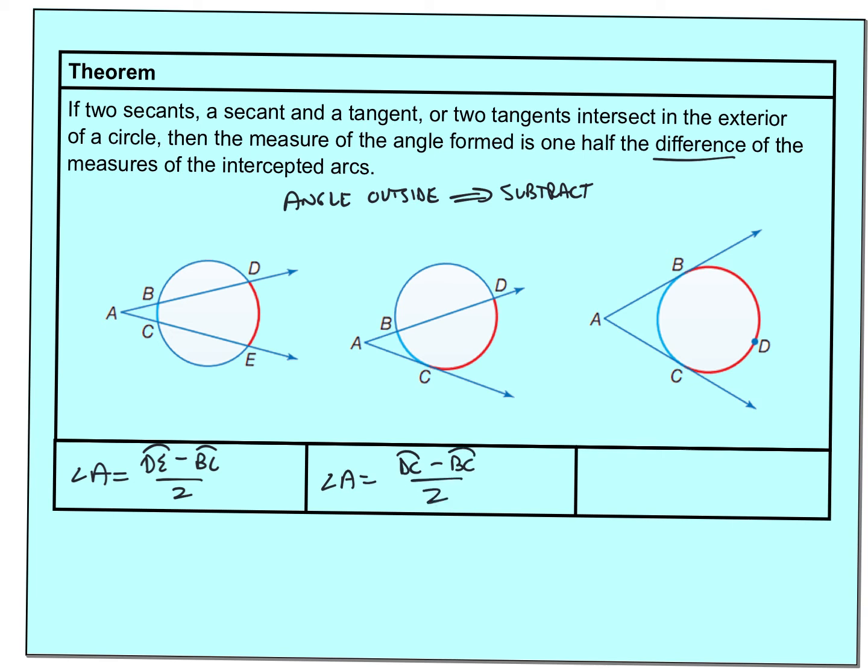And over here, I've got two tangents. They each touch once. So here, angle A is going to be arc BCD, that whole arc, minus little arc BC, divided by 2. So if the angle's on the outside, I'm subtracting arcs. That's what I'm trying to do here.